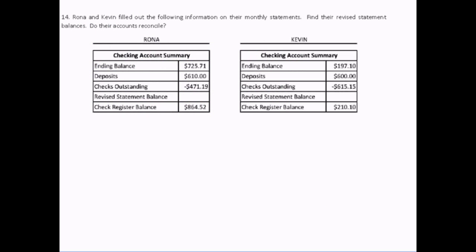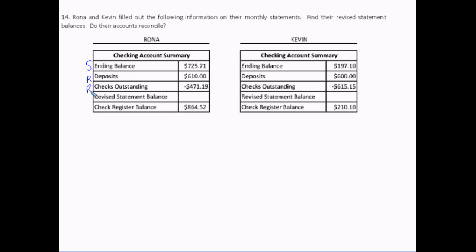Okay, so that's the formula. If we look at number 14, we've got information from their checking account statement and their check registers. This is from the statement. These are from their registers. So this came from their bank. Then they checked off all the transactions that were listed, came up with outstanding deposits of 610 and outstanding checks of 471.19.